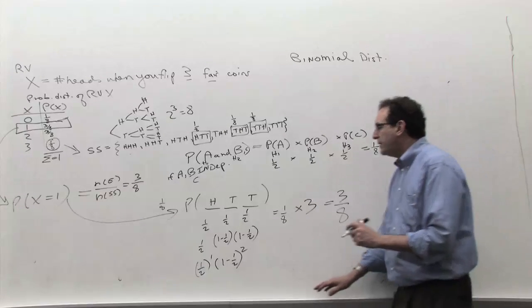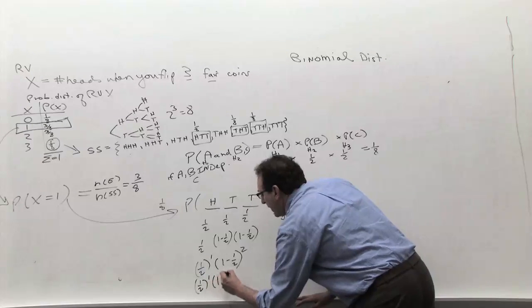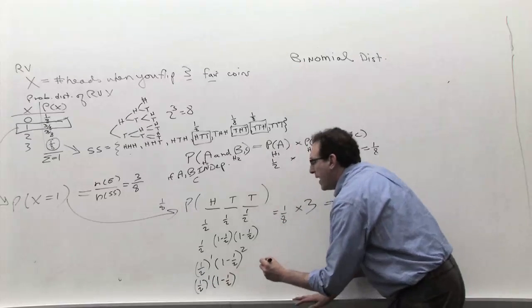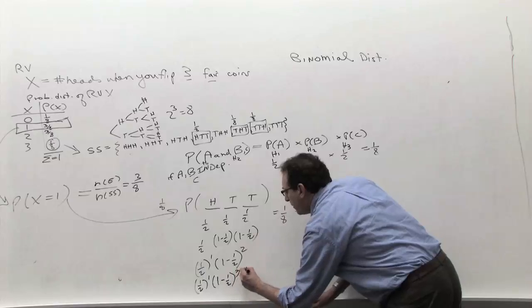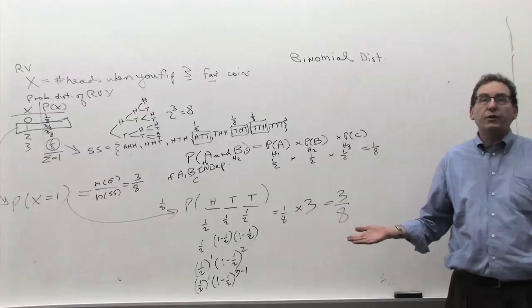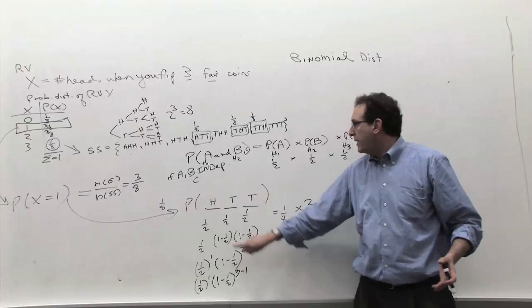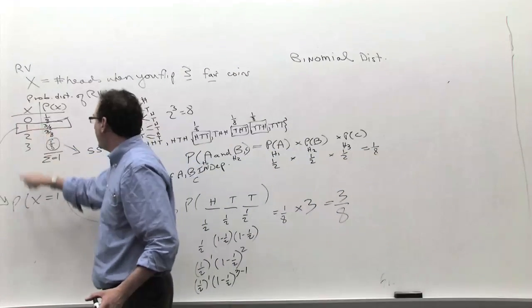Except I'm not going to write this as 1/2 raised to the 1 power and 1 minus a half raised to the 2nd power. I'm going to write this as the 3 minus 1 power. Why 3 minus 1? Well, 3 minus 1 is still 2. I didn't change anything. But 3 minus 1 shows you that we're starting out with 3 coins, and one of them has to be a head, because we're talking about the chance of exactly 1 head here.